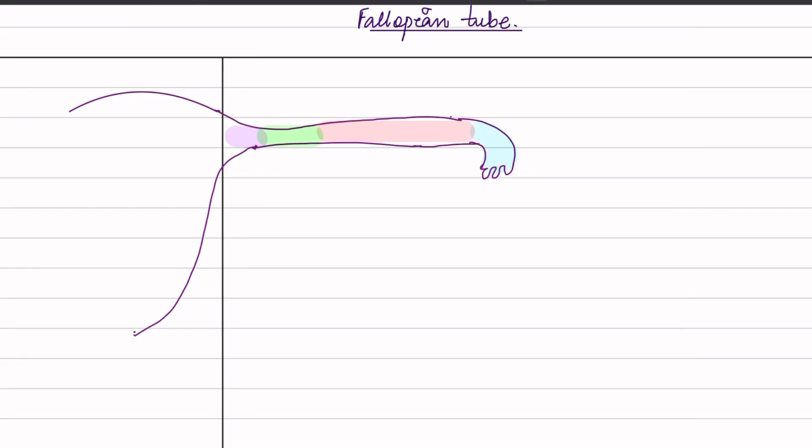Fallopian tube. Now what is the length of the fallopian tube? It is 10 centimeter in length. Okay, now what are the parts of the fallopian tube? It is 4 parts. First is the interstitium, then we have the isthmus, ampulla, and the other one is infundibulum. Let us see about the interstitium.